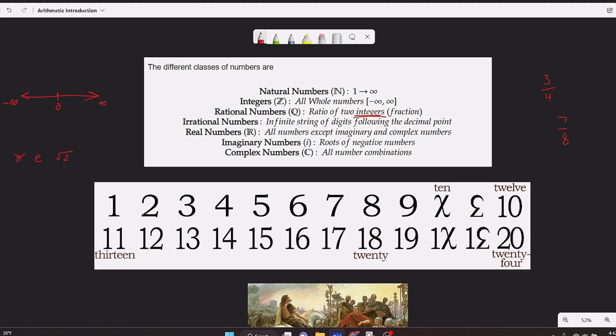Then we have the next class, called real numbers, and they are represented by this letter R here. They are all the numbers we just talked about. A real number is just either a rational, integer, or natural number. They're basically like a summary or breaking point before we move into the next class, which is imaginary numbers. These are represented by the letter i, and these are just roots of negative numbers.